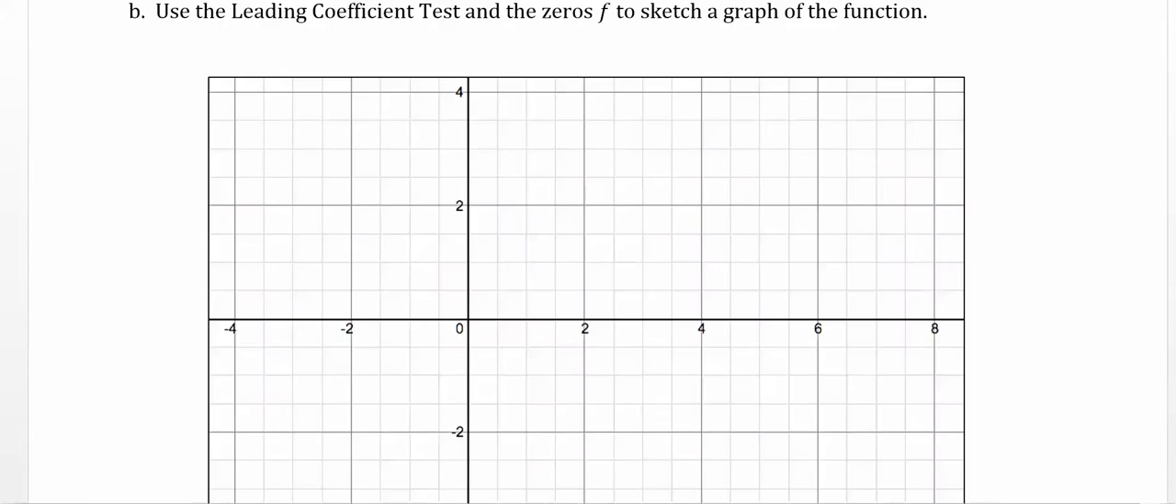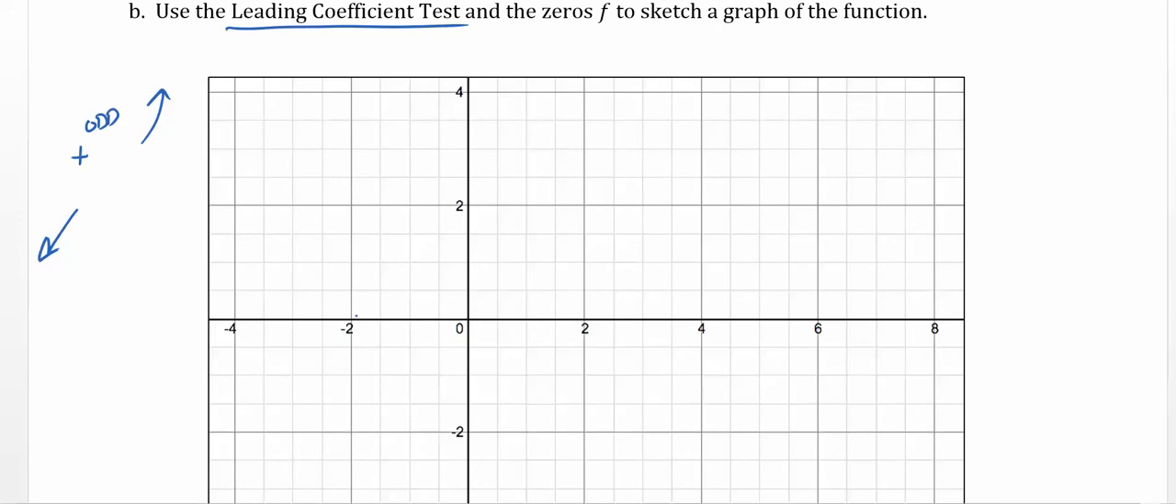So part B says use the leading coefficient test and the zeros to sketch a graph of the function. Well, the leading coefficient test, I have a positive and I have an odd. So that means that my graph has to be doing something like that on the end and something like that on the right end. So down on the left and up on the right.